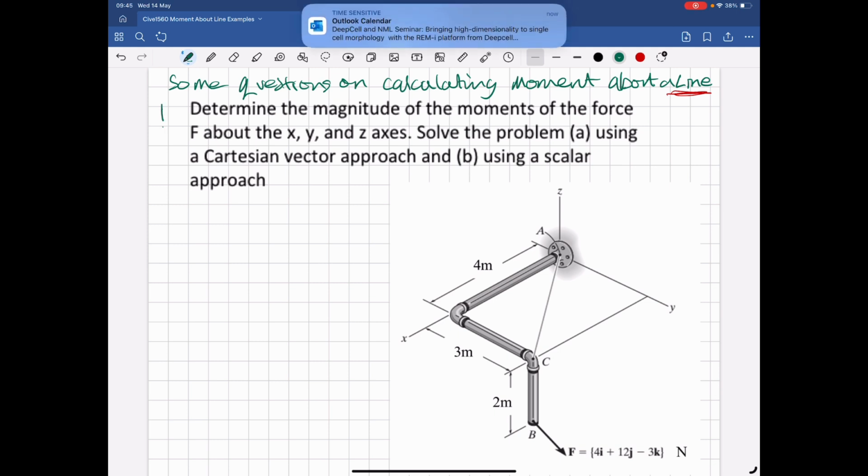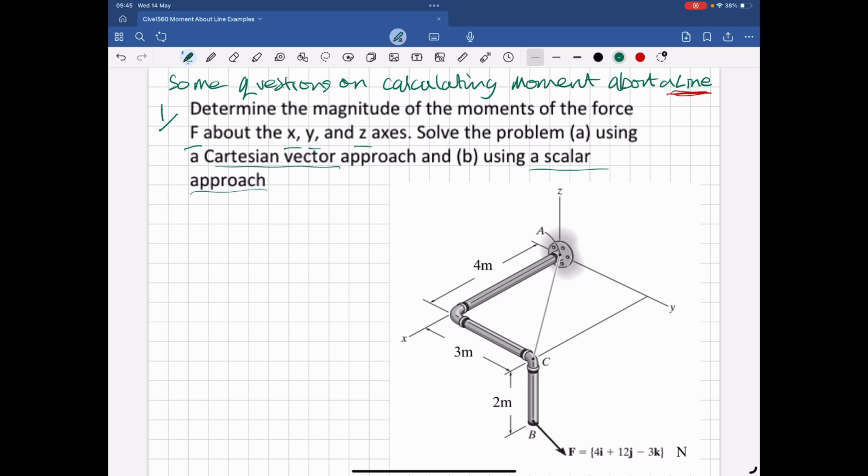Right, so this first question, I'll just label it question 1. Determine the magnitude of the moment of the force about, and in this question it's about 3 lines. So there's 3 answers. The force F about the axes X, Y and Z. Solve the problem A using Cartesian vector approach, so the vector approach, and B using a scalar approach. So that's in the traditional way you would have done it before doing vectors.